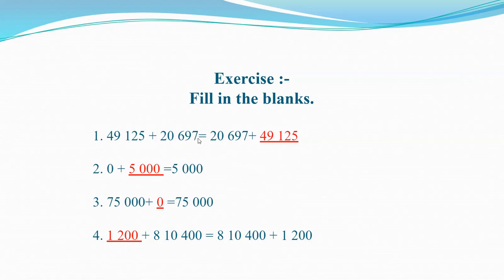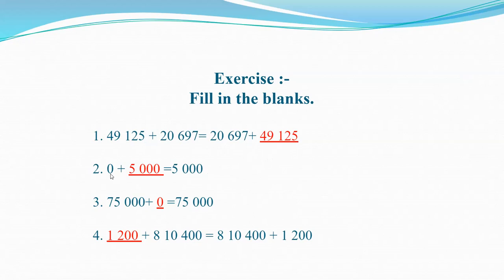On the left side of the equal sign, two numbers are there. And on the right side, this number and this number are the same. So which number is missing here? This first number is missing. That we have written here, 49,125. Is it clear to all of you?